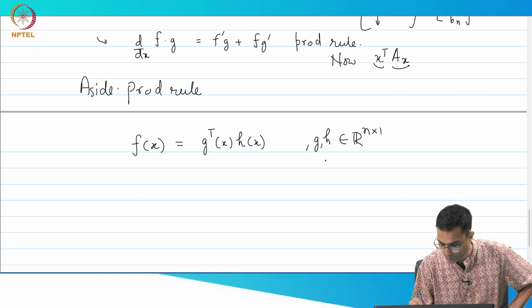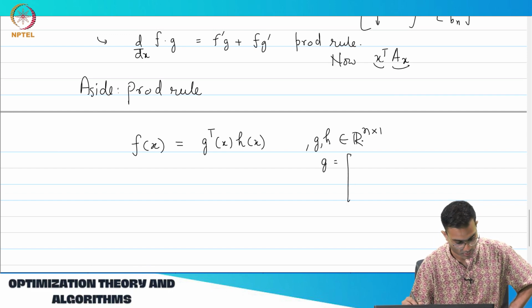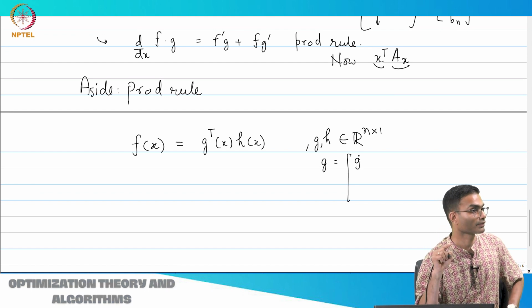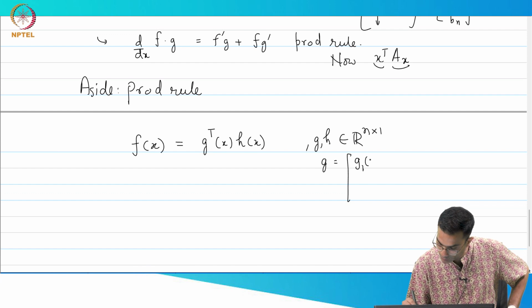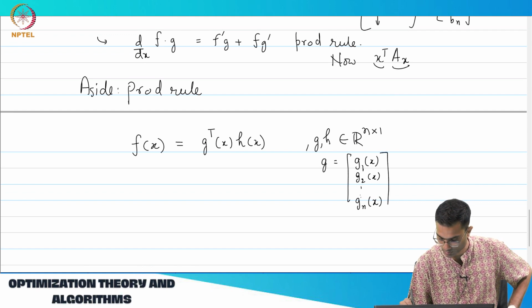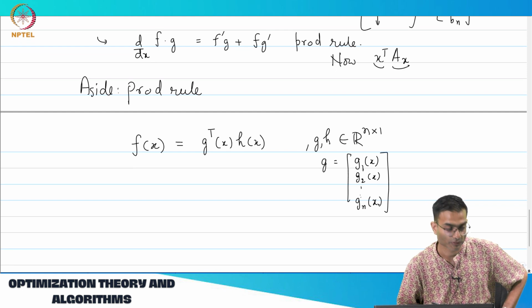Now, let us in particular look at G. Remember, G is an n-dimensional vector. So, G is going to be G1 of x, G2 of x, and so on up to Gn of x. This is the meaning of G.